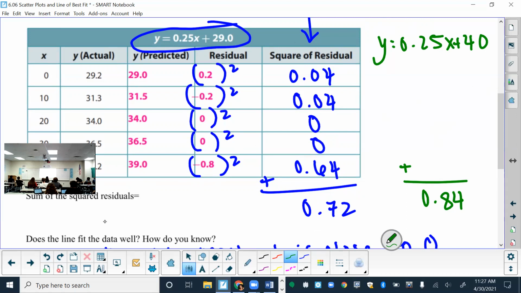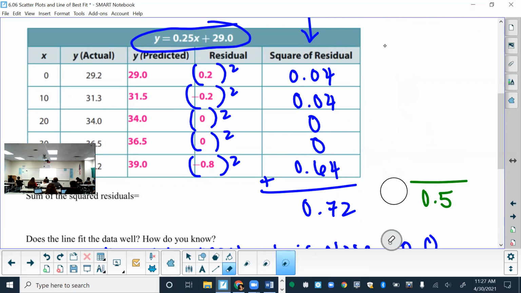All right, what if I changed it? What if it was actually 0.5? All right, which one's closer to zero? The green one, right? Because it's closest to 0. So that would make it a better line of fit. All right, questions?